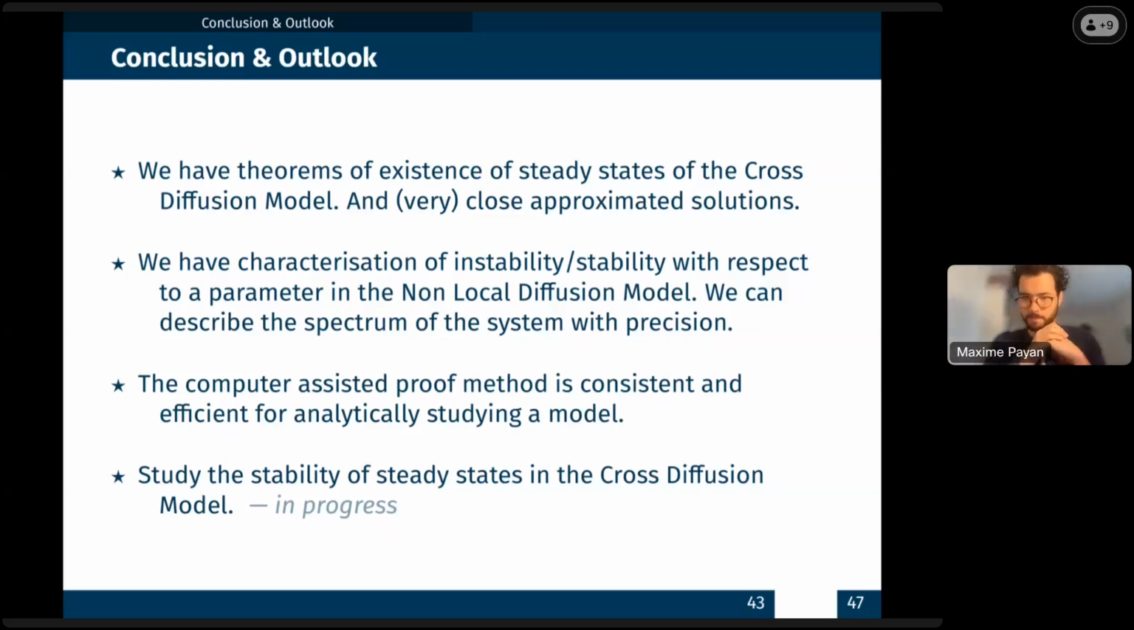Okay. Thank you. You're welcome. So, questions from the audience, comments? Okay, but if this is not the case, let's thank our speaker, Maxime Payan, again. Thank you.